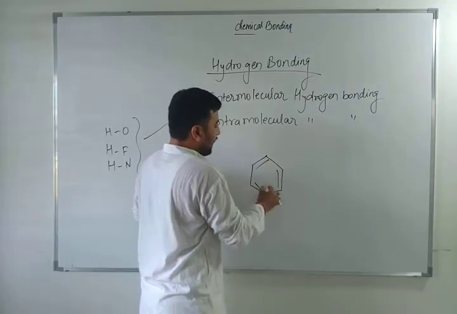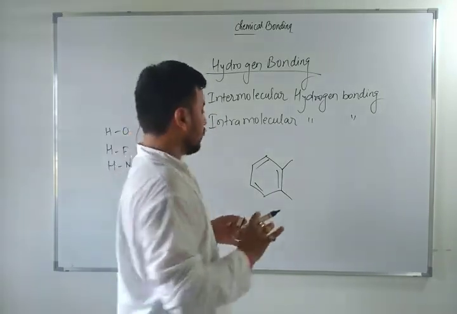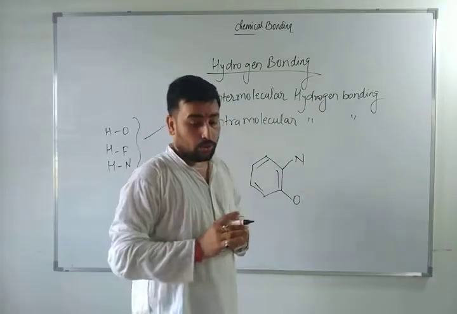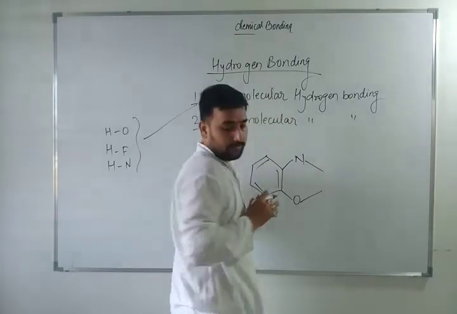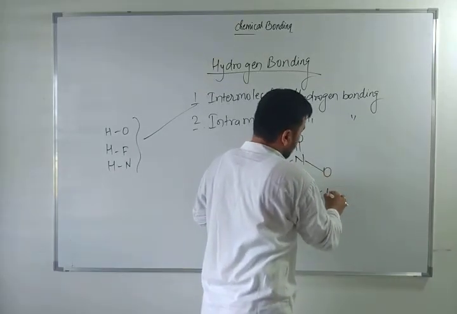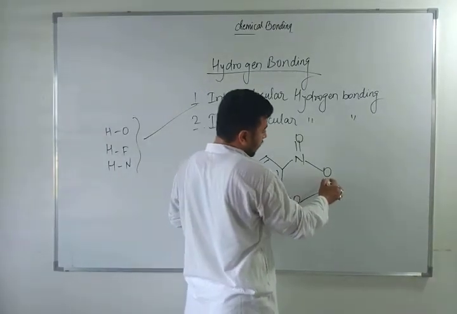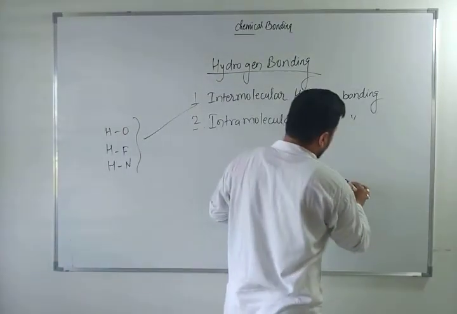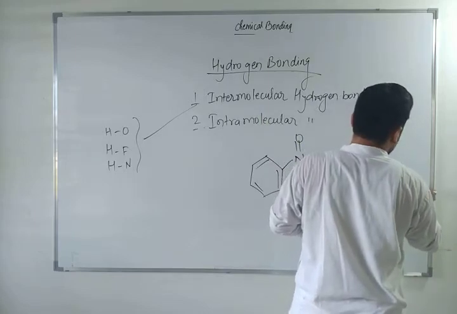You know very well, in this benzene, just suppose this. Remember this formula: orthonitrophenol. Here nitrogen, here oxygen. Orthonitro, and now I will draw phenol, means here and here. Oxygen, oxygen and hydrogen. Now you tell me, here is also oxygen, here is also oxygen. So between this oxygen and hydrogen, this bond will be known as intramolecular hydrogen bonding.